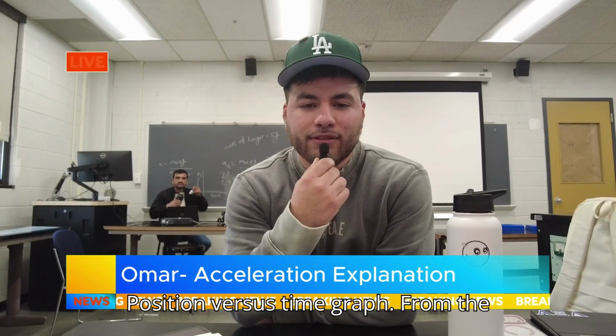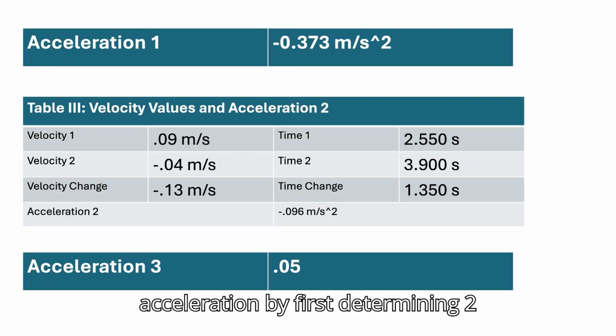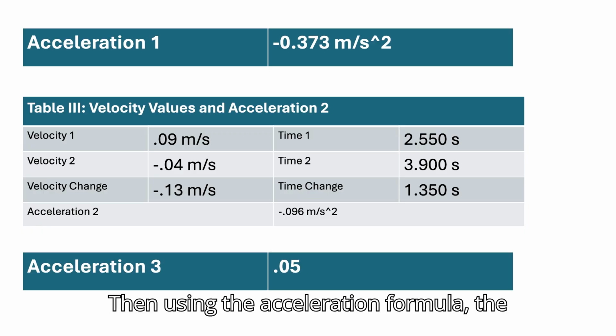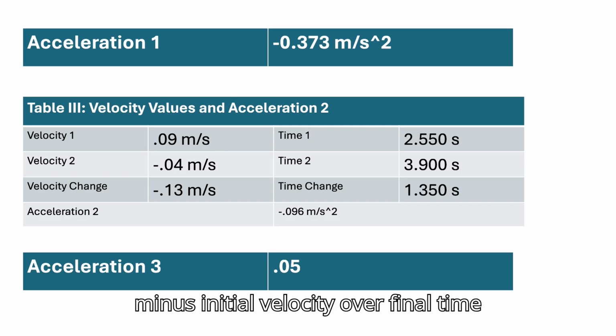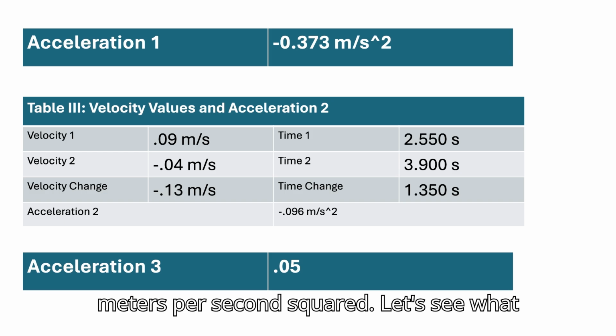Position versus time graph. From the position versus time graph, we calculated acceleration by first determining two velocities from the slope of the graph, then using the acceleration formula. The acceleration formula is final velocity minus initial velocity over final time minus initial time. Our calculated acceleration from this method was 0.37 meters per second squared.